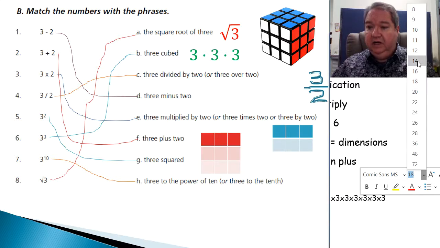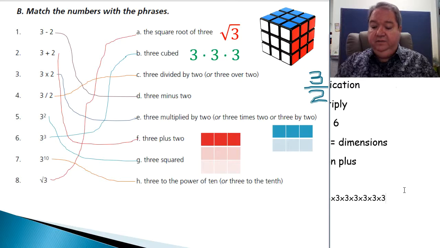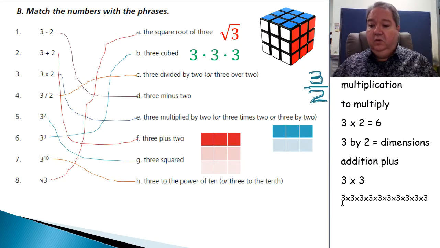Here, let me change the font size so they'll all fit on the screen. There we go. 1, 2, 3, 4, 5, 6, 7, 8, 9, 10. That is 3 to the 10th. Just like 3 squared is 3 times 3, 3 times itself 2 times. 3 cubed is 3 times 3 times 3, 3 multiplied by itself 3 times. 3 to the 10th is 3 multiplied by itself 10 times.